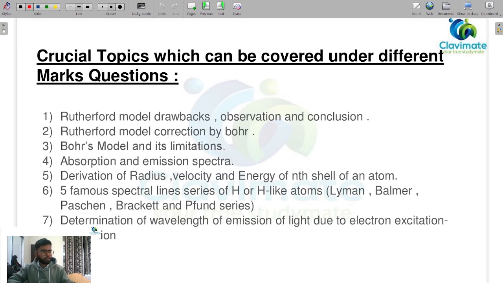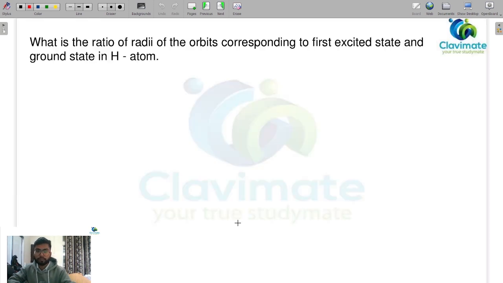Okay, so what are the crucial topics that have been covered in this chapter? Rutherford's model's drawbacks, observation and conclusion, Rutherford model correction by Bohr, Bohr's model and its limitations, absorption and emission spectra, derivation of radius, velocity, and energy of nth shell of an atom, and 5 famous spectral lines series of H or H-like atom like Lyman, Balmer, Paschen, Brackett, and Pfund series, and determination of wavelength of emission of light due to electron excitation and de-excitation.